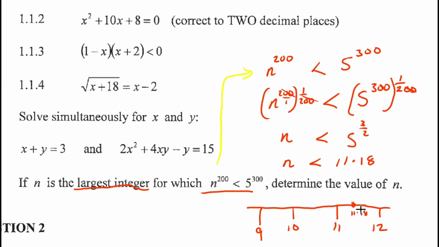So 11.18 is the limit; n is supposed to be less than it, so it's found down here. Which one is the biggest whole number that we see before 11.18? That's 11. Therefore, your n is equal to 11. Here I was just trying to explain, you don't need to draw this, but I was explaining so that you see that n being less than 11.18, then the biggest number before this one is 11. That's what they wanted, the largest integer.